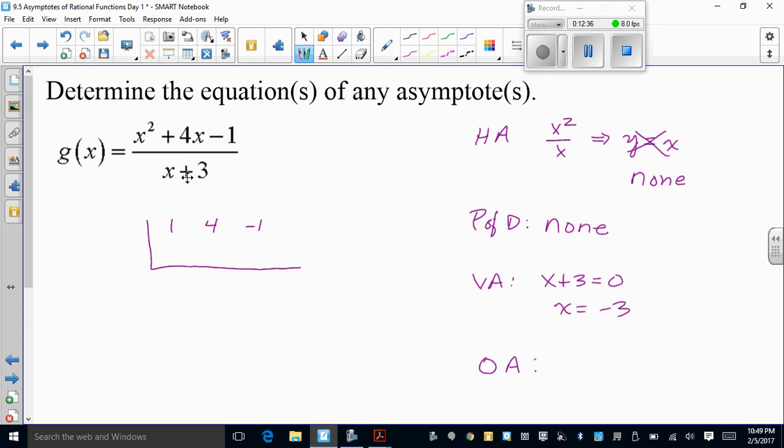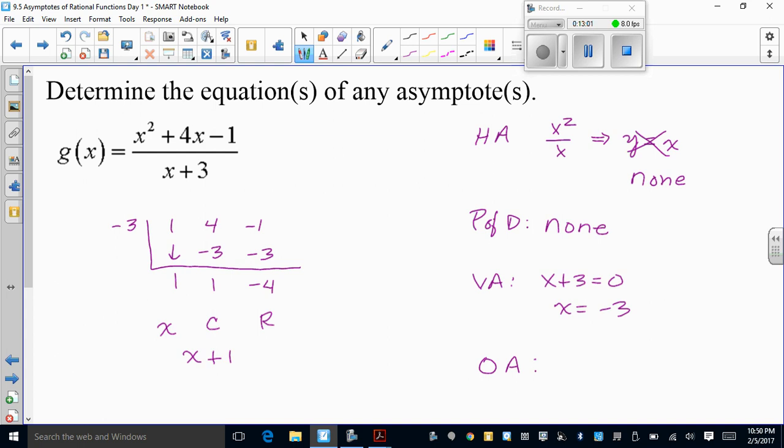Bring the 1 down. 1 times negative 3 gives me negative 3. This gives me 1. Negative 3 and 1 gives me negative 3. This gives me negative 4. This is my remainder. This is my constant. And this is my x. So this is going to be x plus 1. So my oblique asymptote is y equals x plus 1.